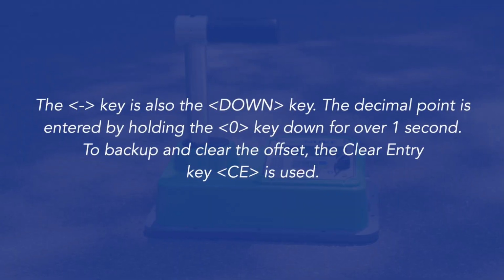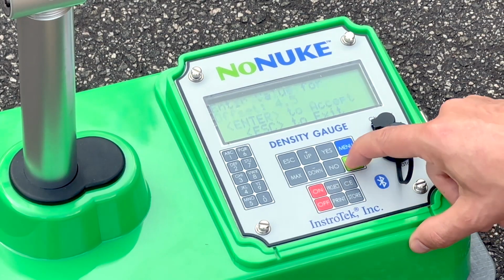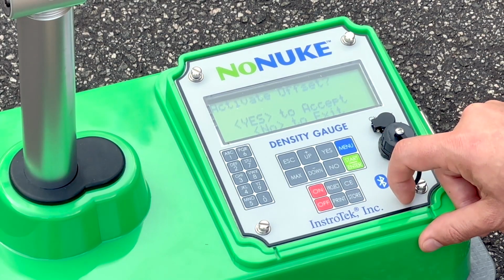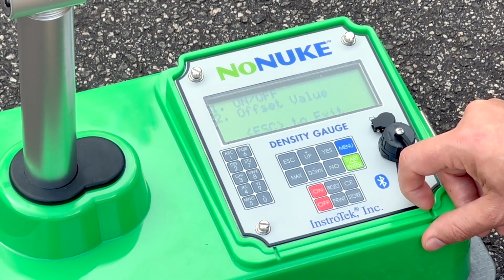Note, the minus key is also the down key. The decimal point is entered by holding the 0 key down for over 1 second. To back up and change the offset, the clear entry key is used. After changing the offset value, you are asked whether density offset should be activated or not. Press Yes to activate or No to exit.